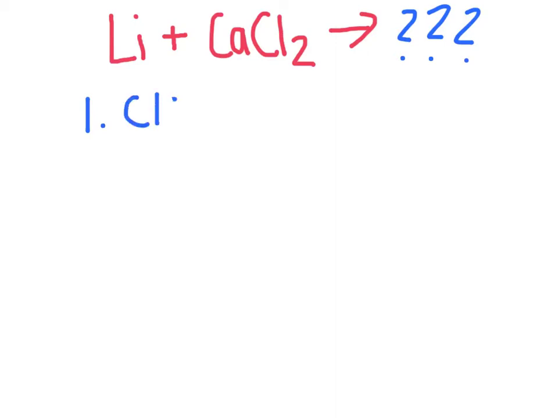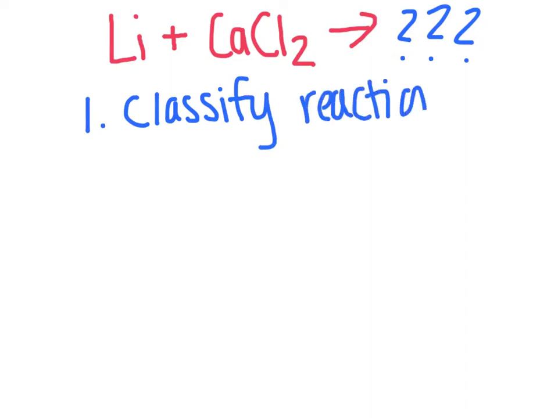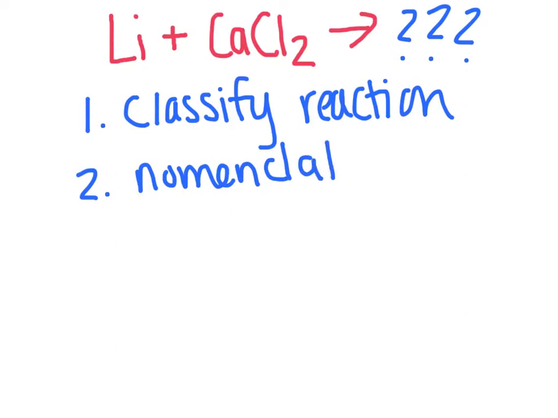First, you need to be able to classify the reaction as one of the 5 types that we went over yesterday. And then the second skill that you need is this thing that will just not go away. Nomenclature. All right? Those are the 2 skills you need. Write those down. We're going to practice them.